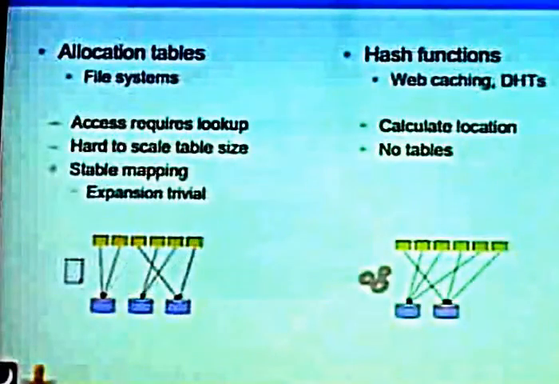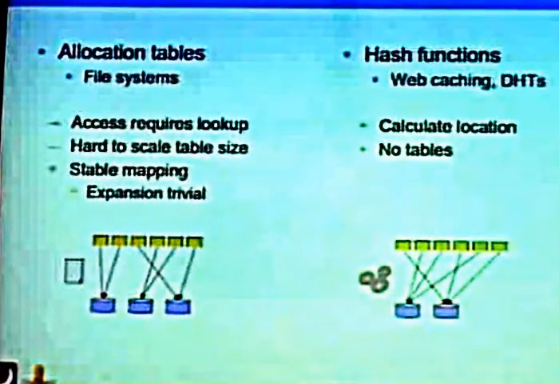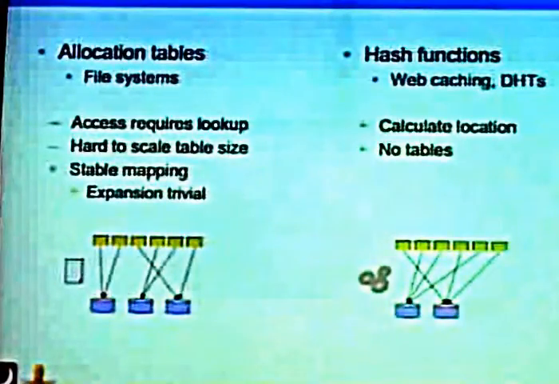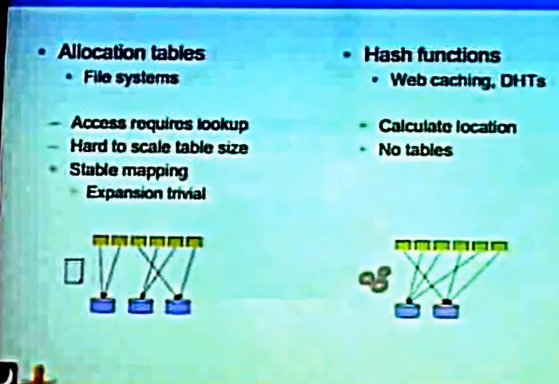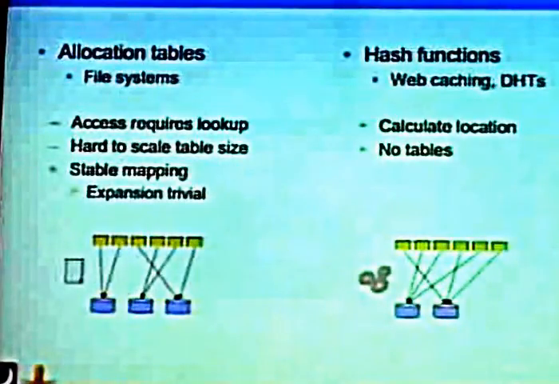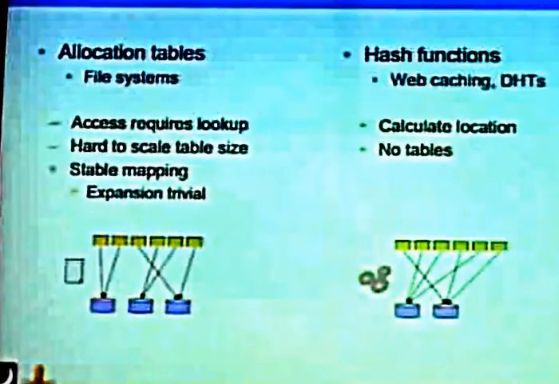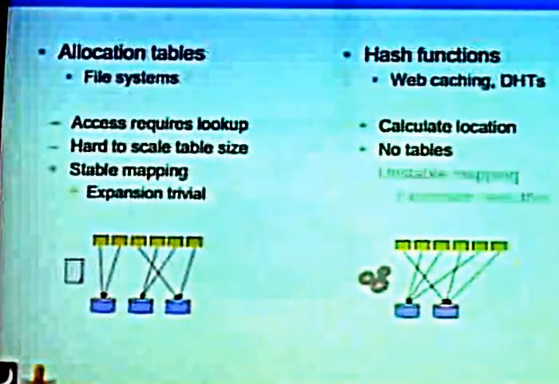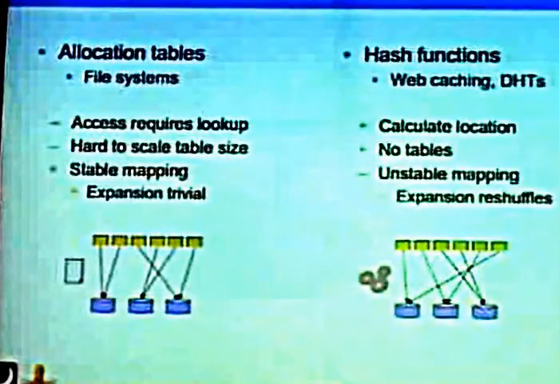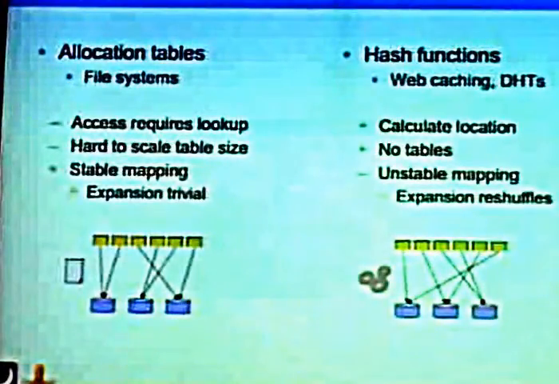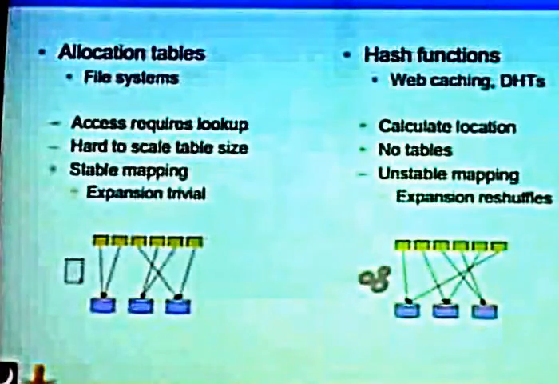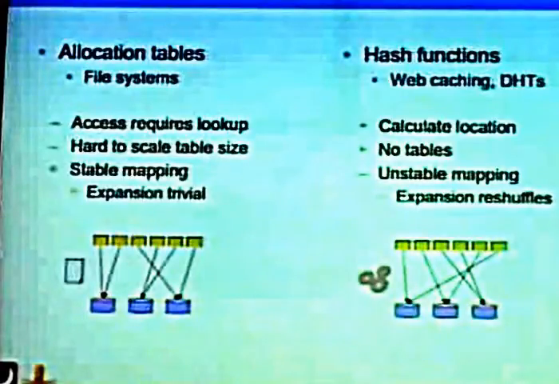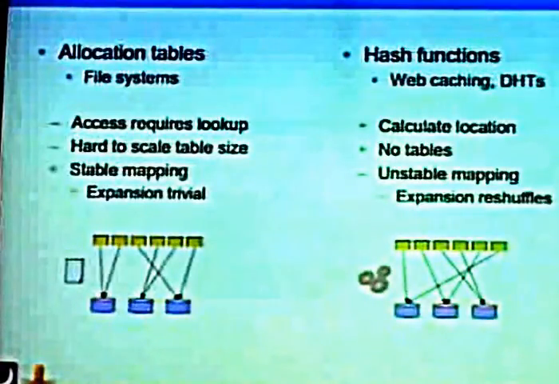But one of the problems with this approach is what happens when you start adding nodes to the cluster. Allocation tables are nice because it's a totally stable mapping. When you add a new storage node, every time you move an object over to the new device, you simply update the table with the new location, and that's just fine. Hash functions, on the other hand, have a tendency to reshuffle everything when you start adding devices and the number of buckets that you're hashing into changes, which is problematic when you're talking about storage because that means moving all these data objects all over the place across your network, and that's obviously not a good idea.